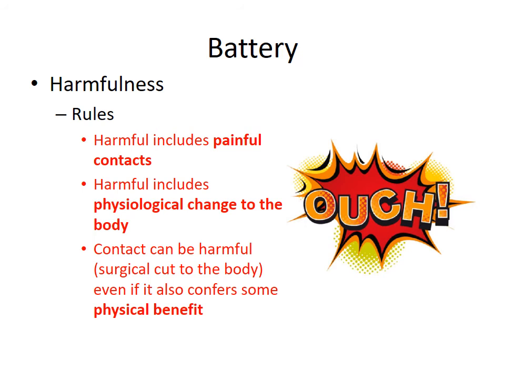Now, contact can even be harmful if it has some kind of physical benefit to the plaintiff. For example, if a surgeon were to operate without consent on a portion of the plaintiff's body, even if the surgeon fixes the part that he's operating on, the lack of consent would make that a harmful contact because the surgical cutting is a physiological change to the body.